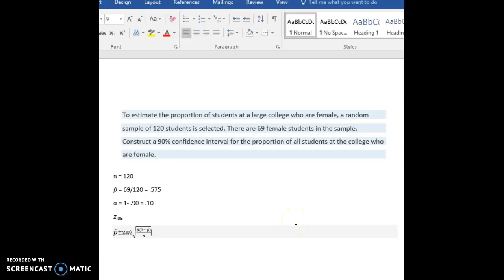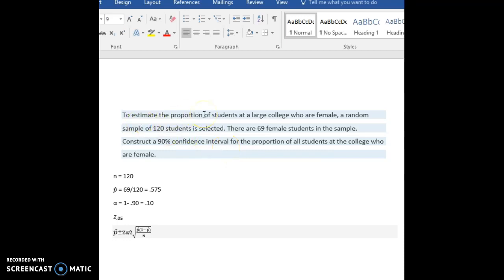Let's look at our first example of doing a confidence interval for a proportion. Notice we can tell this is a confidence interval for a proportion because of the word proportion within the problem. And of course, constructing a confidence interval is here in our instructions.